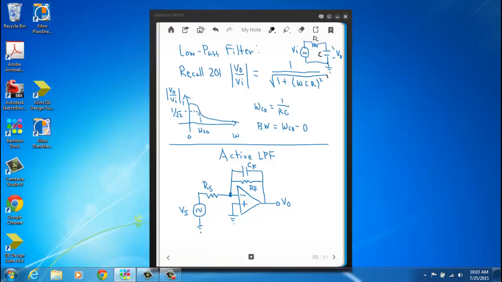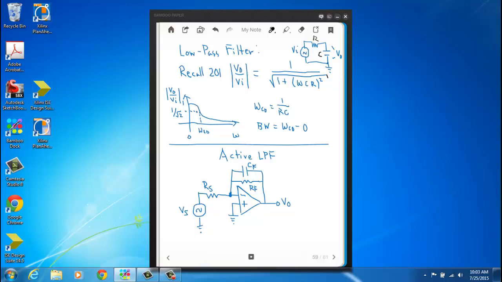There are also bandpass filters and high-pass filters, and you can make any of these filters with an op-amp, but in this class, just due to time constraints, we're just going to focus on one, and that's the low-pass filter.